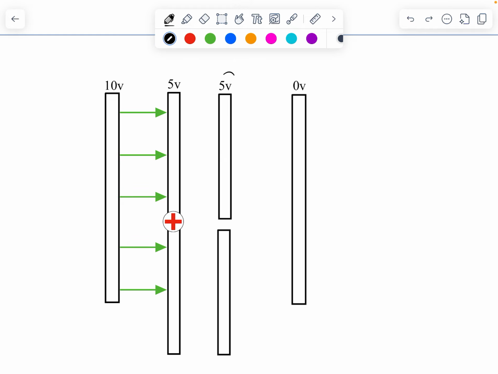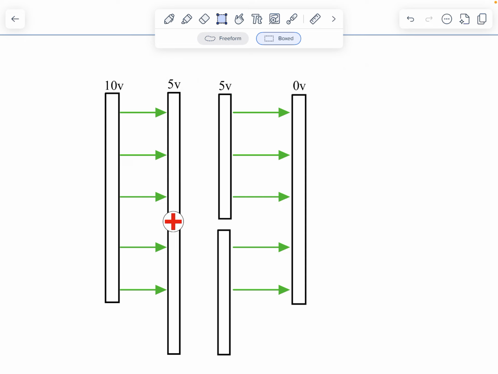Last 2 plates, 5 volt, 0 volt. I drop down in voltage. So kind of like with the 10 to the 5, I get a 5 volt drop that tells me the direction that the field is pointing. It's pointing this way. And because the difference in voltage is the same, the size of the electric field is the same too.